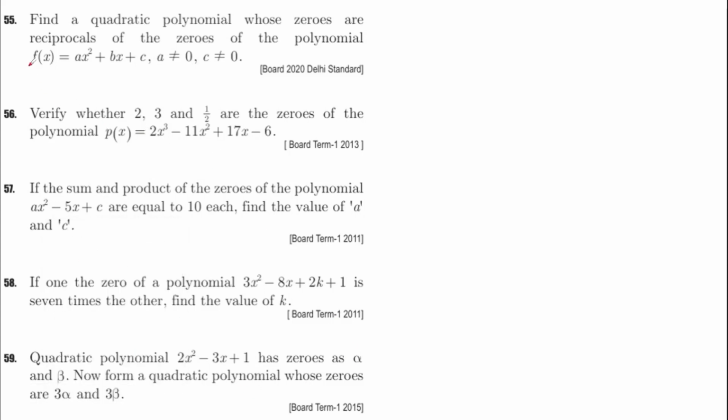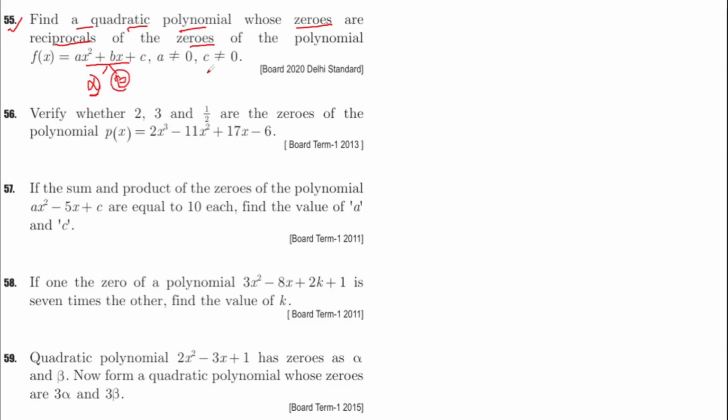So let's try to solve the first question of today's class, that is, find a quadratic polynomial. We need to find a quadratic polynomial whose zeros are reciprocals of the zeros of this polynomial. As it is a quadratic polynomial, it has two zeros, one is alpha and another one is beta.